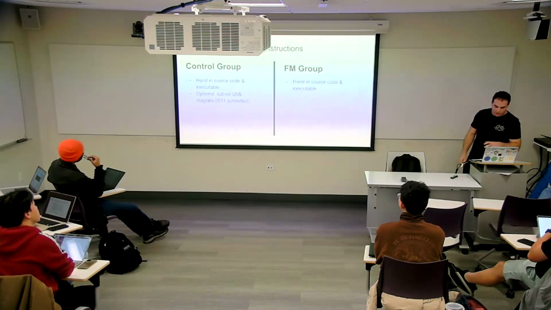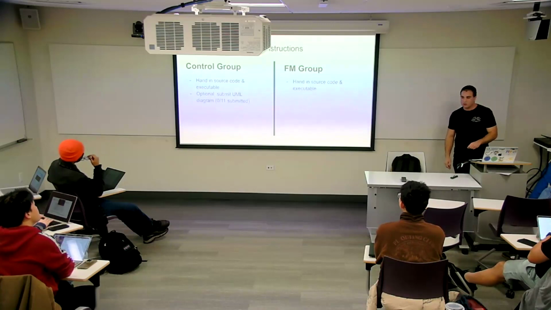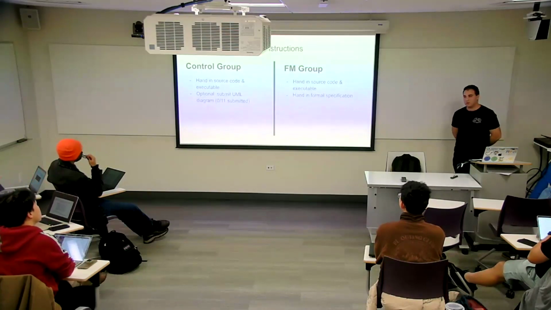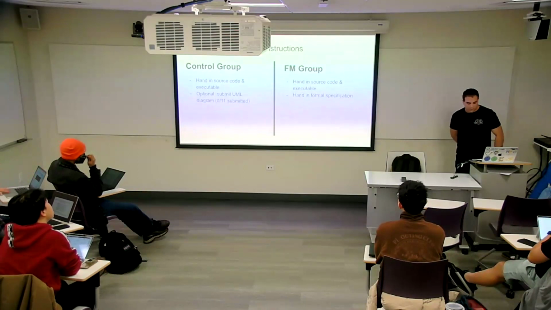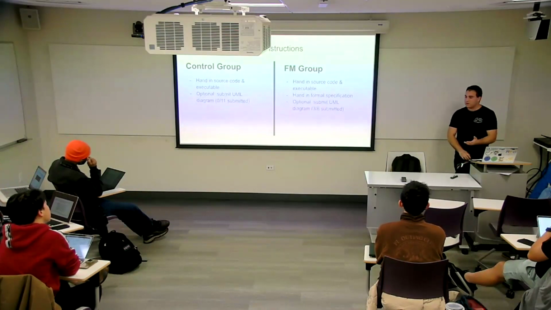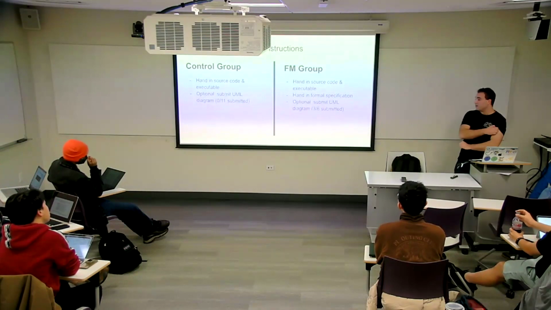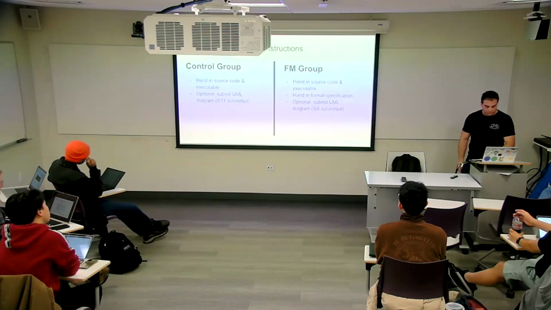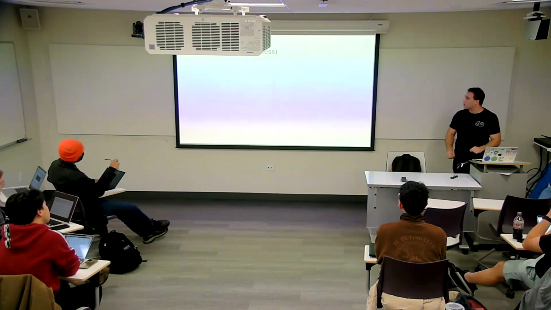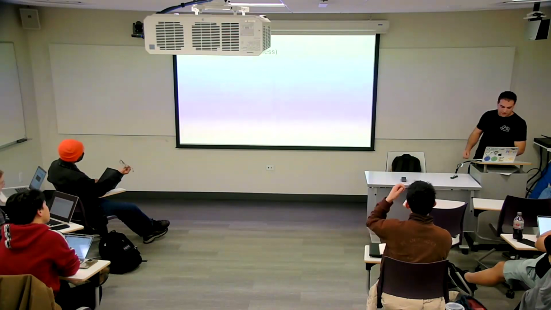The formal methods group also had to hand in source code and executable, but they also had an additional requirement: they had to hand in a formal specification. They also had the option to submit a UML diagram, and half the teams submitted a UML diagram in this case. Okay, all right, so onto the results, which again are based on program correctness.